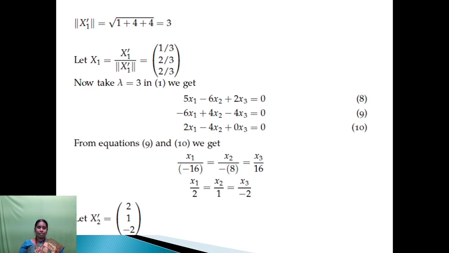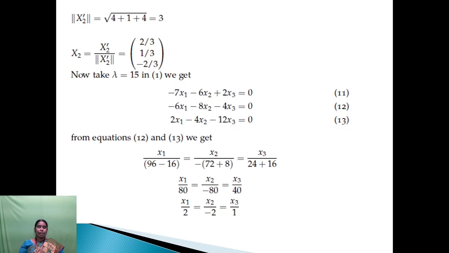By taking X2 dash as 2, 1, minus 2, we find the modulus of X2 dash. Therefore, capital X2 is X2 dash divided by the modulus of X2 dash, which is 2 by 3, 1 by 3 and minus 2 by 3.